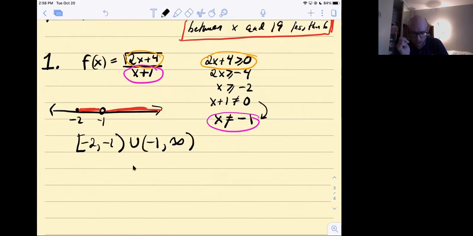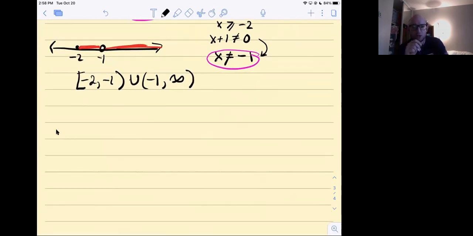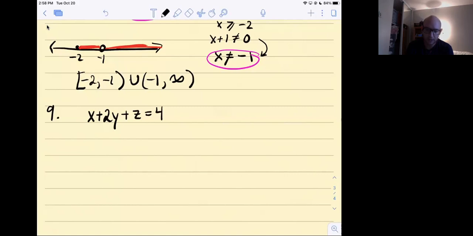So, okay, let's try number 9. This is number 9. x plus 2y plus z equals 4. And this is x plus 3y minus z is equal to negative 1. Nicely done, guys. Awesome. I see a few people got it right. And 2x plus y plus z equals 2.